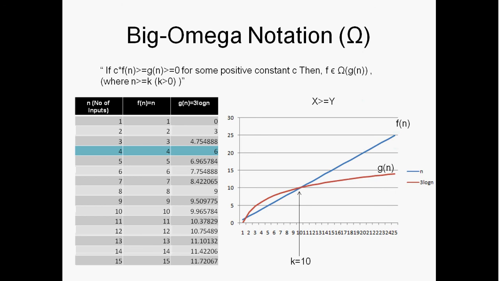So here the definition is just a slight change, it's greater than or equal to rather than less than or equal to. If your function, multiplied with any c, is greater than or equal to g, which is already greater than or equal to 0, for some positive constant c, then the function belongs to big O notation of g. Okay, and it should hold after any specific k you are finding, any k.